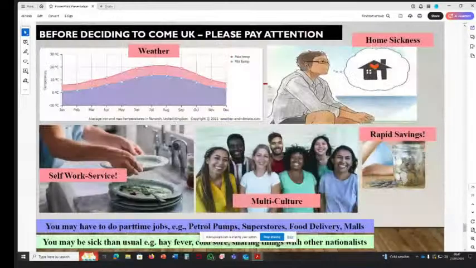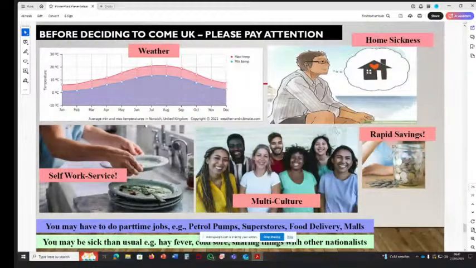I'm almost going to finish. So now the negative things. Before deciding to come to the UK, please pay attention to the weather. The weather here is horrible, it's raining all the time. Even in winter, at minus 10 degrees, it's also raining. We can't say 'rain, go away, come again another day.' We don't want rain, but rain looks like it's here permanently.